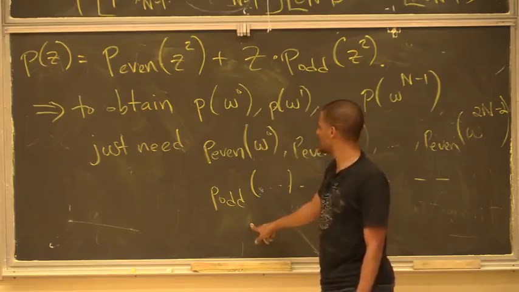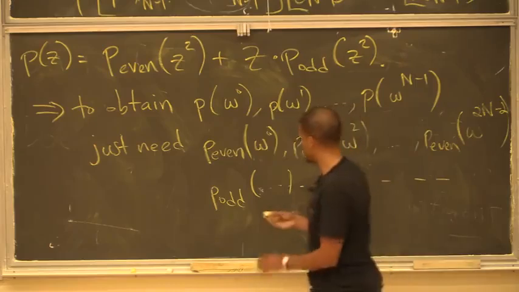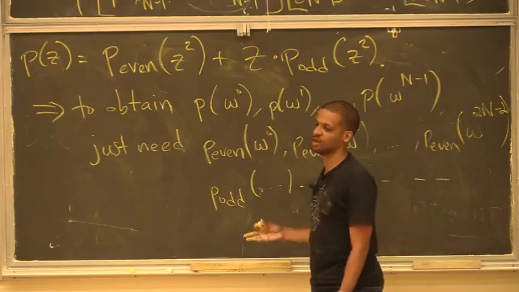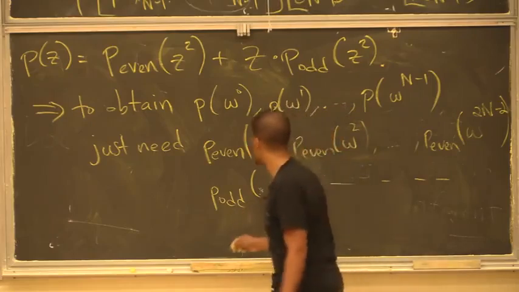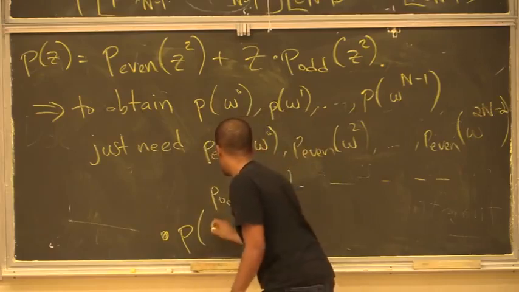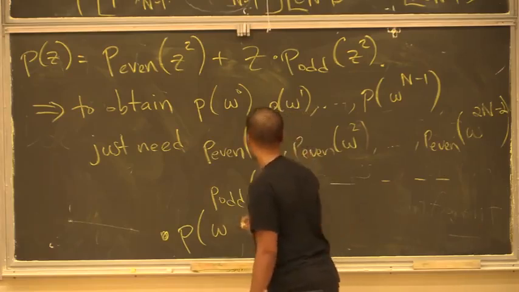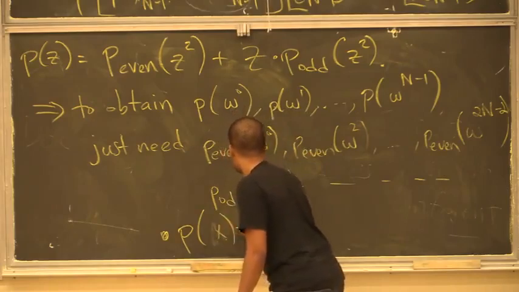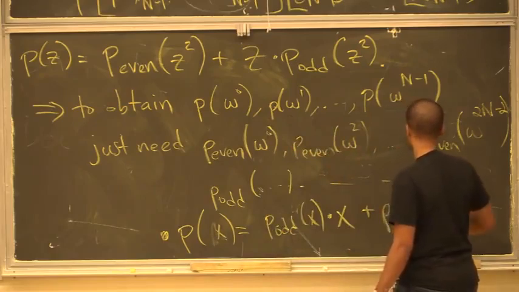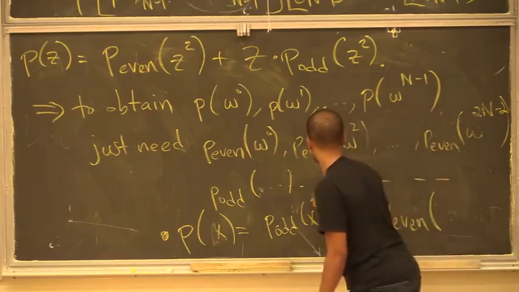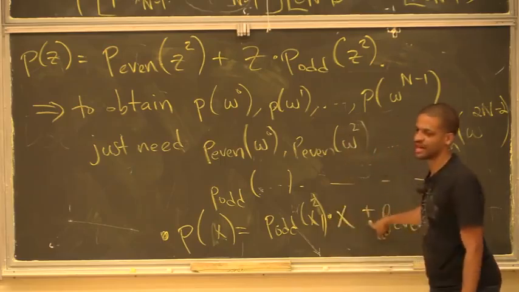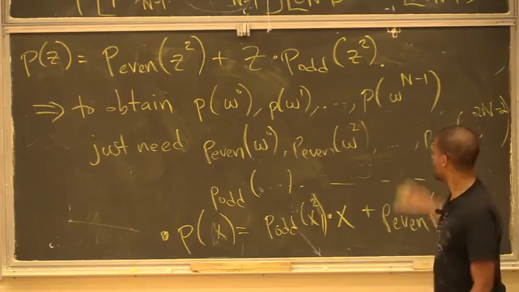And once I have those evaluations, I can easily combine them. Remember, this is divide and conquer. So I divide, I solve the recursive subproblems. But now I know p even and p odd at these points. What I actually want is p at those points. But that's easy to get, because once I know p even and p odd at those points, p at some point x is just p odd at the point x squared times x, plus p even at the point x squared. So once I have all the evaluations of p odd and p even, with just one more multiplication and addition, I can combine those two evaluations into what p is. And there are n of them, so I need to do that n times.